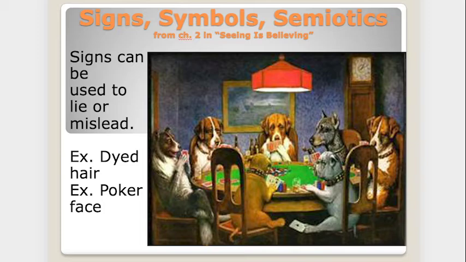And by playing them right, you're reading what other people have, you're reading their emotions, and trying to make a play that will counter what you think they have. So when you're playing poker, you try not to show any signs at all. Dyed hair is another example. Is that naturally blonde hair, or is that dyed blonde hair?